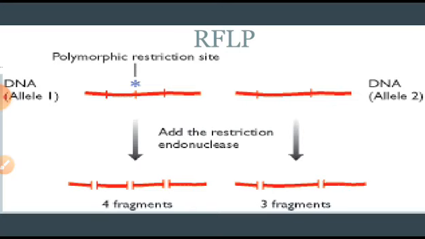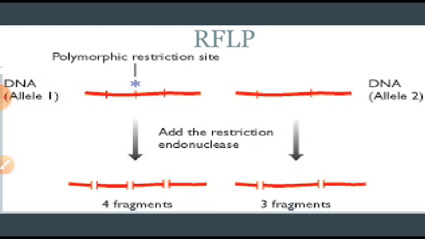Here you can see how the RFLP works, just as an example of one DNA marker. This is a polymorphic restriction site. Here you can see allele 1 and allele 2. Allele 1 has 3 sites and allele 2 has 2. So when the restriction endonuclease enzyme plays a role, it can cut allele 1 into 4 fragments, but allele 2 into 3 fragments only. So like that, these RFLPs do this job, right? Here is the polymorphic restriction site, where the RFLP is playing the role.